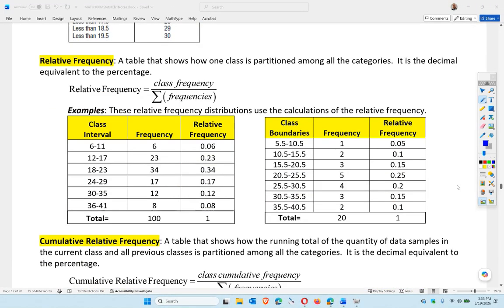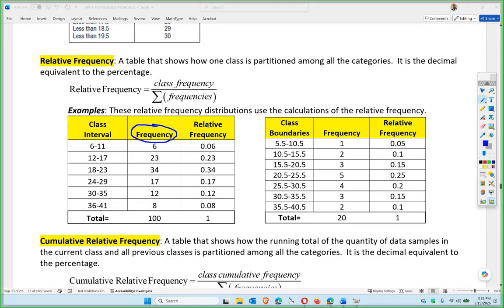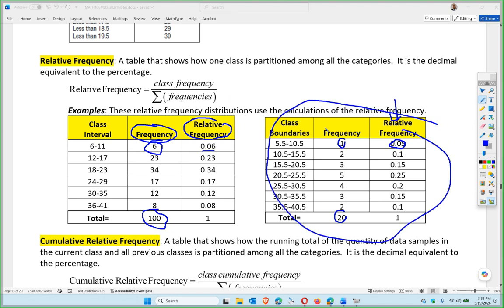Then you have relative frequency. So I put the frequency on here. This is frequency. This is relative frequency. So 6 out of 100 is 6%, right? 1 out of 20 is 5%, right? So again, this is the relative frequency. The whole table, not including this, is the relative frequency distribution, basically. Okay, so the table is the distribution. The individual calculation is the relative frequency, right? So as soon as you say distribution, you're talking about the whole table.